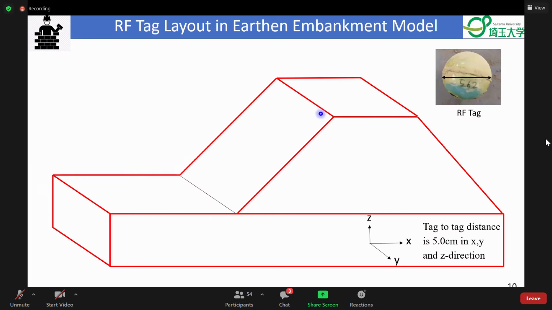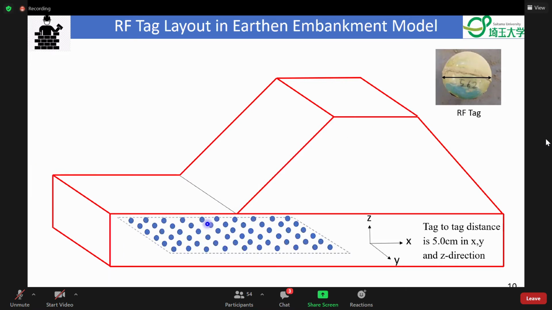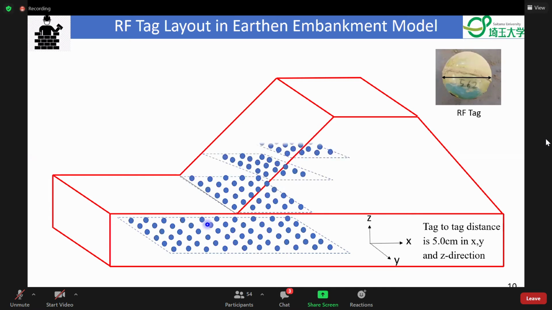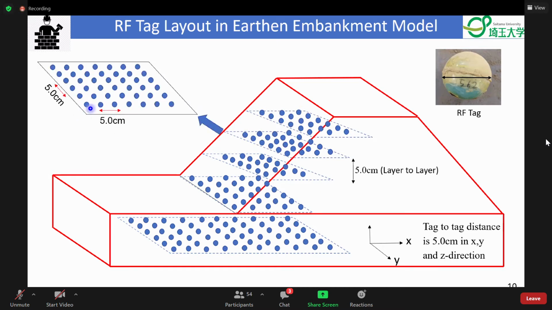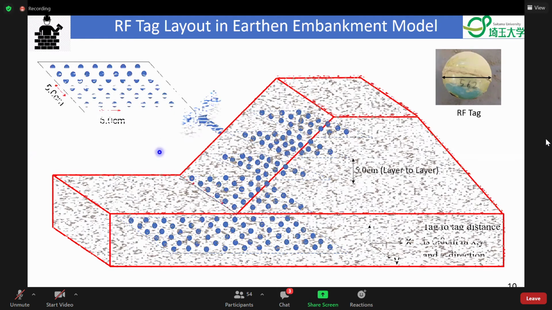Now, to catch the eroded profile of the embankment without stopping the overtopping flow, we inserted RF tags systematically into the embankment, layer by layer, throughout the downstream slope region as shown in this figure. Each layer-to-layer distance was kept 5 centimeter, and in a certain layer, the tracer-to-tracer distance was also kept 5 centimeter. Then the embankment was prepared to be overtopped.